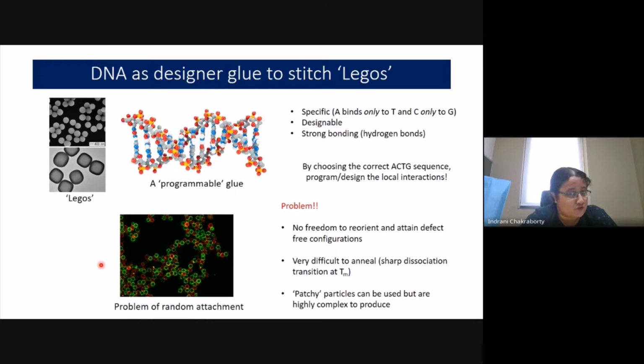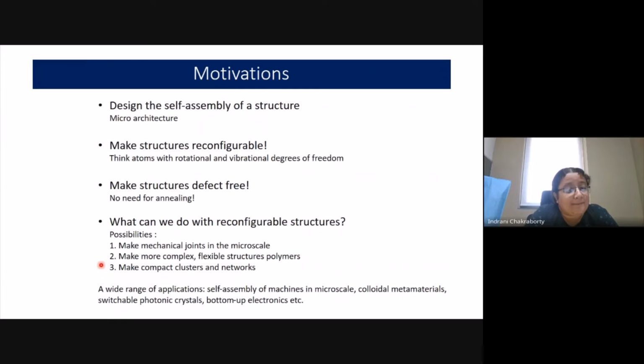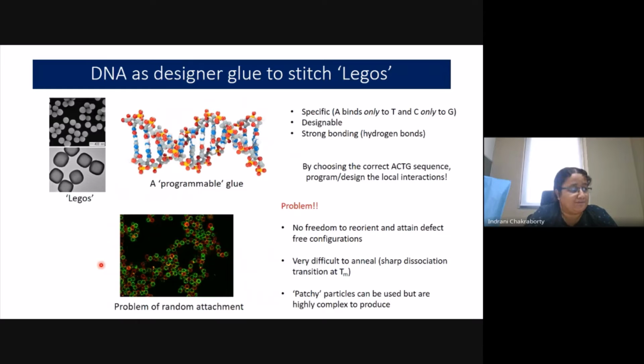Patchy particles can be used to solve this, where the particles, say the red particles, will attach on the green particles only via some specific patches where it can have some chemical molecules or other kinds of interactions. But those kind of patchy particles which do provide directionality are very non-trivial to make. So we need to introduce reconfigurability in the system so that the particles can move and diffuse and attain a more compact, ordered, defect-free configuration.